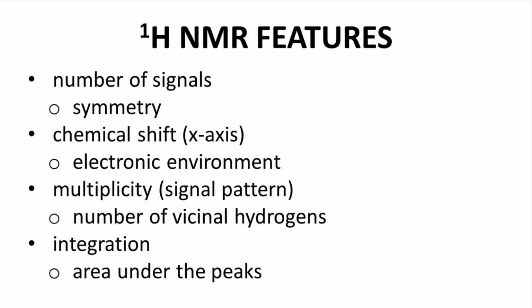The second trait is the chemical shift. The chemical shift refers to the position of a signal along the x-axis and is determined by the electronic environment around the hydrogen. Terms like upfield, downfield, shielded, and deshielded are common when discussing a signal's chemical shift. The third trait is multiplicity, which is the pattern of the signal: singlet, doublet, triplet, etc., and is determined by the number of neighboring vicinal hydrogens on adjacent carbons.